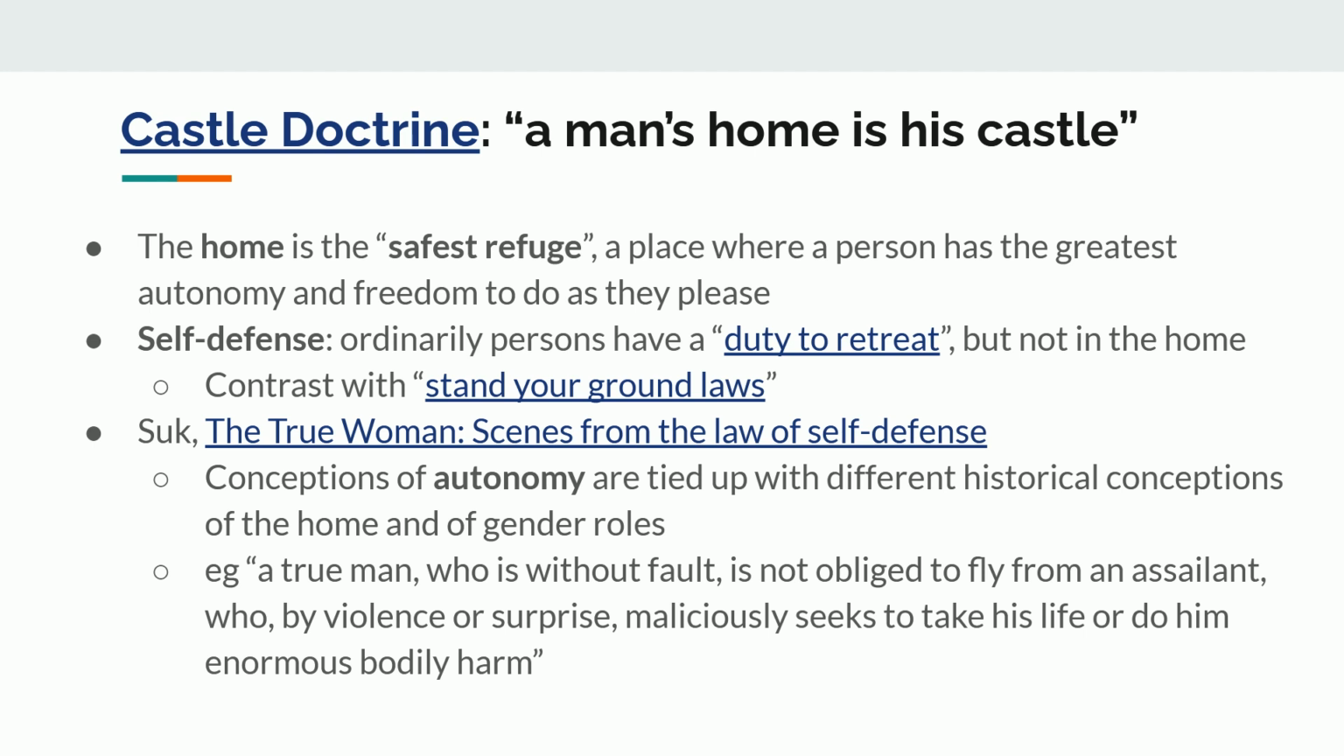So Breonna Taylor and her boyfriend protecting themselves in a legitimate way under the castle doctrine rules, and those rules don't apply to them because they're black. That's discrimination and systemic racism. This is part of the problem with not just the castle doctrine and stand your ground laws, but with the way that we're conceiving of these rules in the first place, and really the way that we're conceiving of autonomy in the first place. So I have an article here from Suk on the true woman.